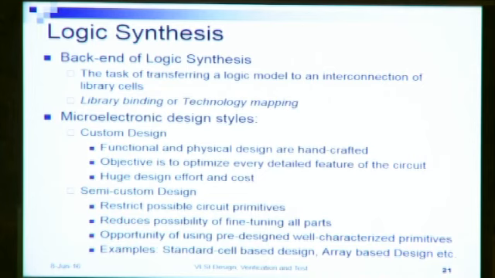So there are many different examples of semi-custom design. For example, standard cell-based design, array-based design, etc. In standard cell-based design, you have a library of standard cells, and you use these cells to design your circuit and then fabricate.